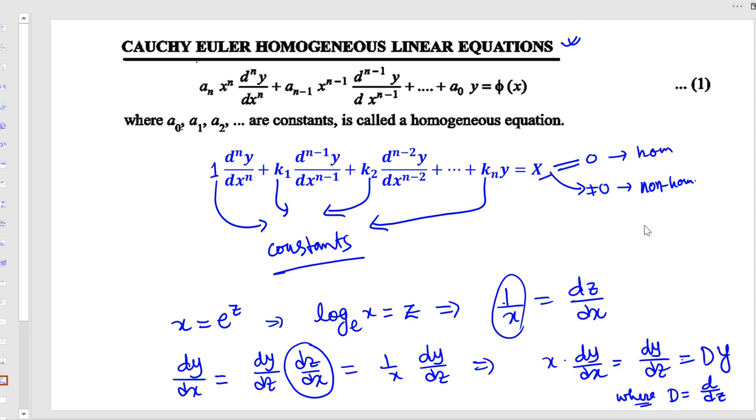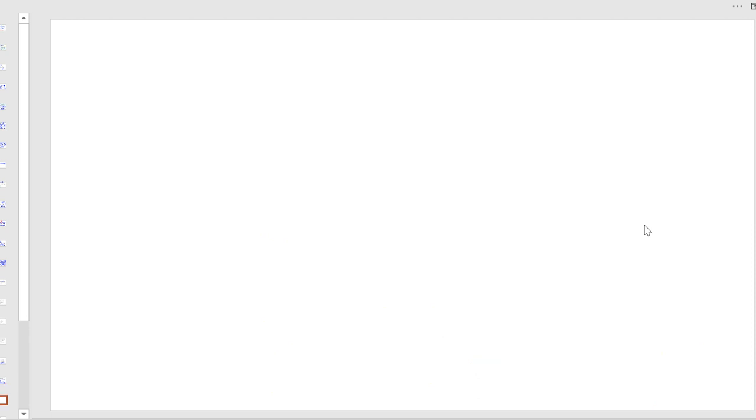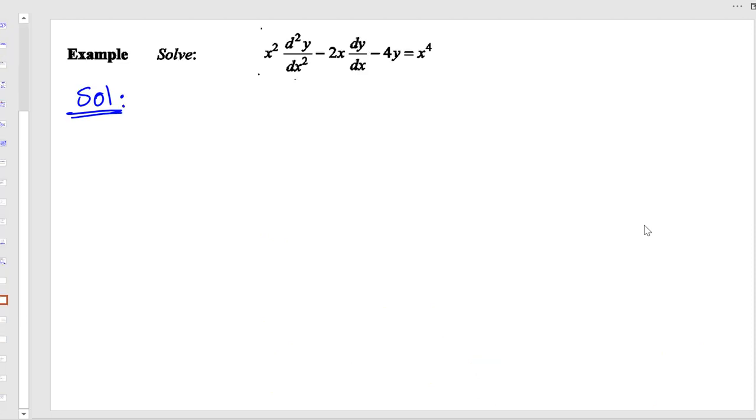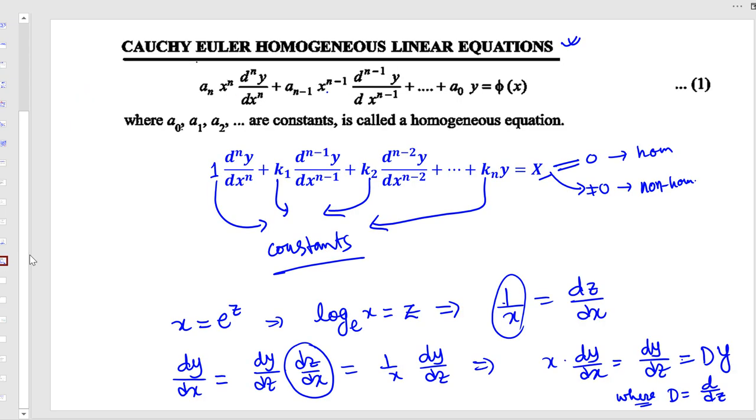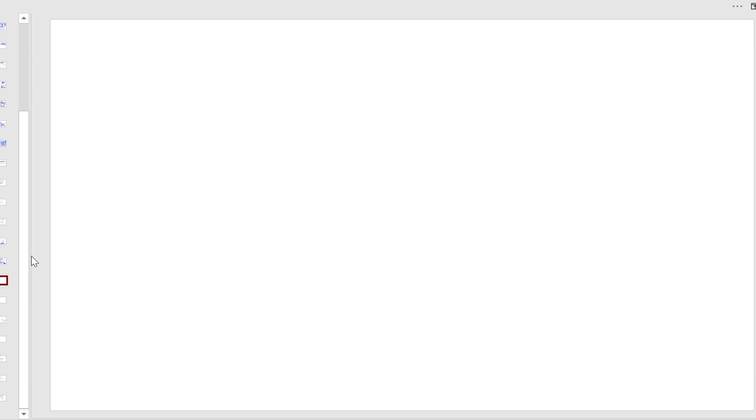Why are we doing this? Because there are some differential equations which are having, yeah, here it should be 2x multiplied, it can be x square multiplied. Then the rules that we have discussed so far will not be applicable. So this particular case can be discussed with the Euler Cauchy method, and they have developed this method.